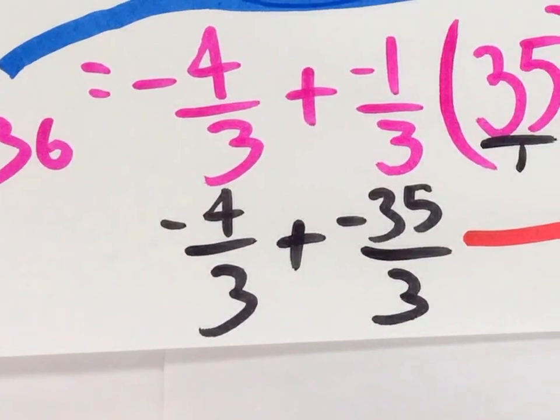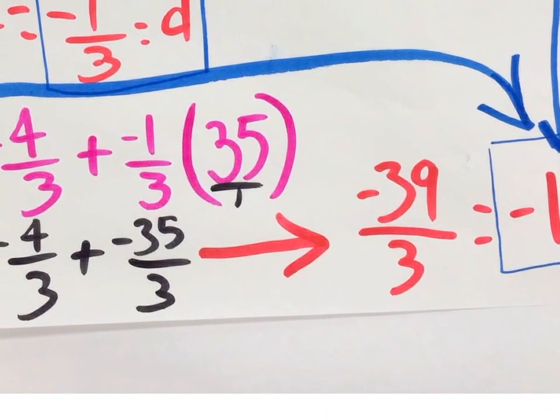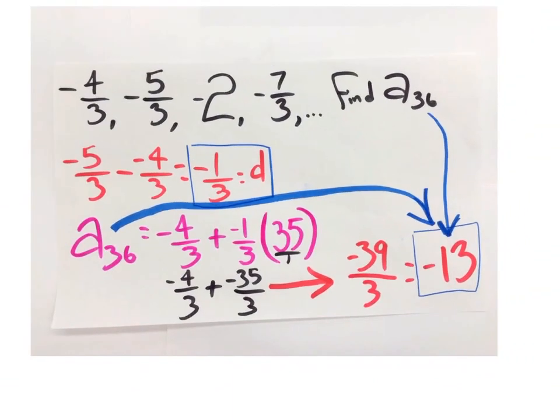We're simply going to bring down this first term, and then we've got to do the math. So negative 4 over 3 plus negative 35 over 3. Fortunately, the denominators are the same, so that's going to give us negative 39 over 3. And negative 39 over 3 is our 36th term, and this is our answer.